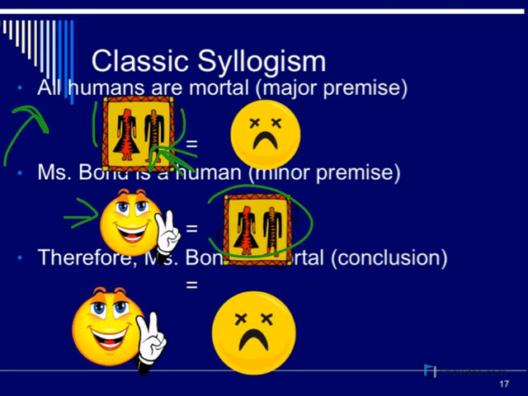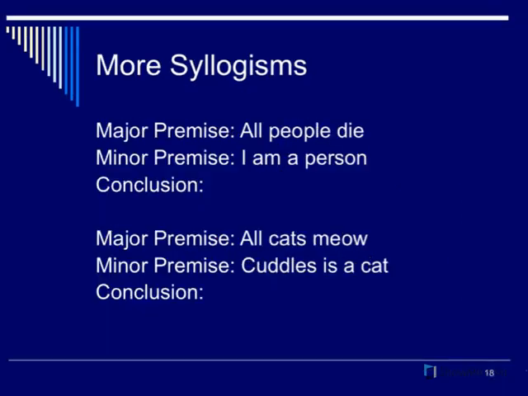And so, therefore, my conclusion is going to be, therefore Miss Bond is mortal. I know you can't see that, but that's what it says underneath that nice little picture there. Miss Bond is not going to be alive forever. And so that is your classic syllogism, this movement from a major premise on down to an ultimate conclusion.